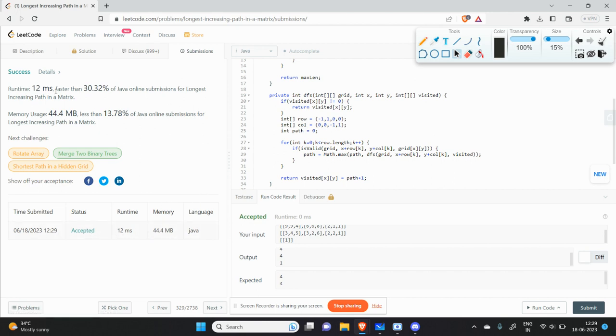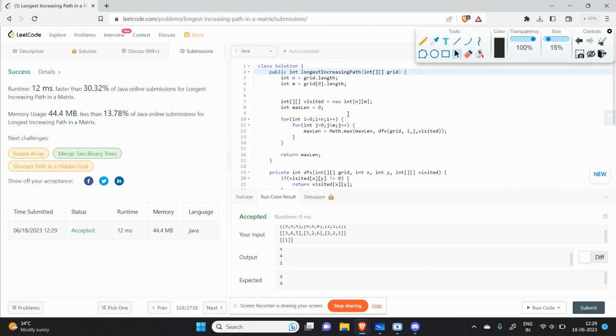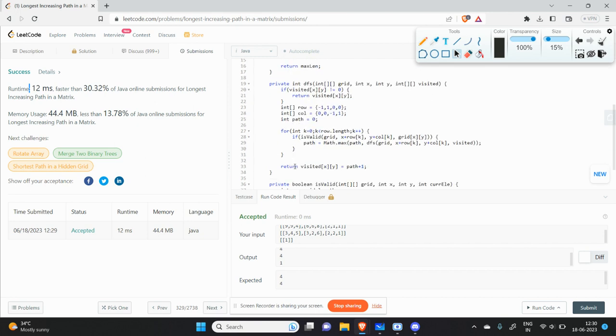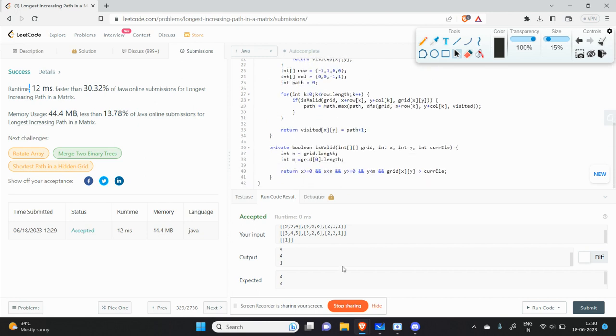Although we see we can do more optimization, because here it has taken 12 milliseconds and that is faster than only 30% of the Java online solutions. But this is one of the approaches through which you can solve this problem, and in this approach we have just utilized the standard DFS technique to traverse the graph. So yeah, that's it.